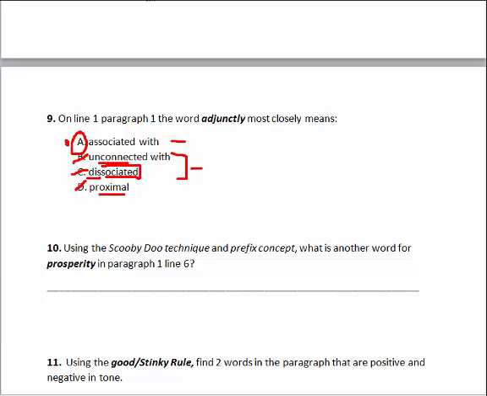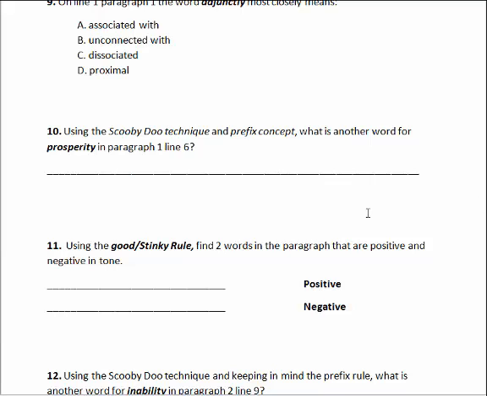Let's move on to number 10. Number 10 is a Scooby-Doo. We're going to Scooby-Doo. We're going to prefix. We're going to cultural code. We're looking for this word prosperity. It starts off with P-R-O, prefix. What is the definition of prefix? Pro, P-R-O, professional, produce, product. It means to make something. It means something super positive.